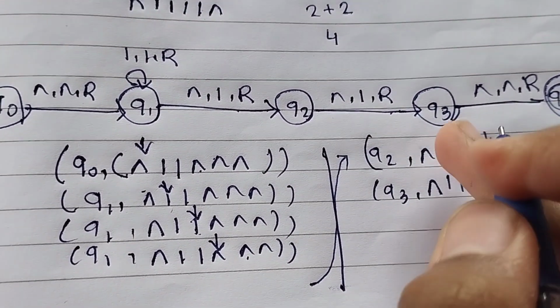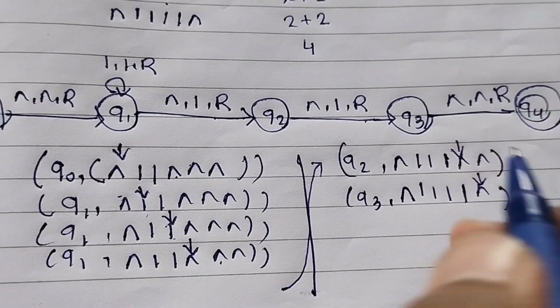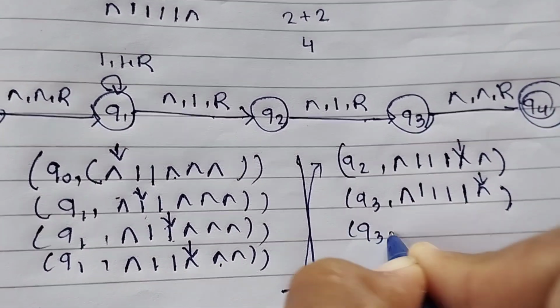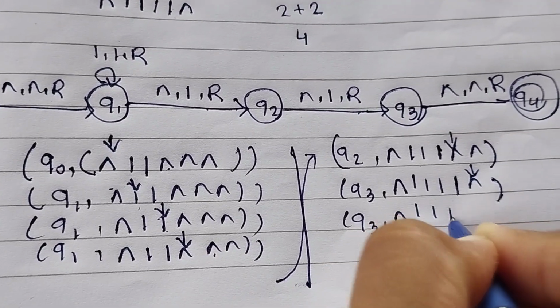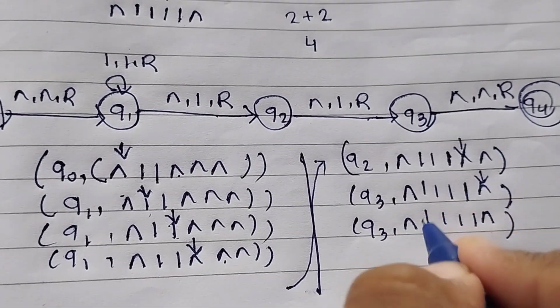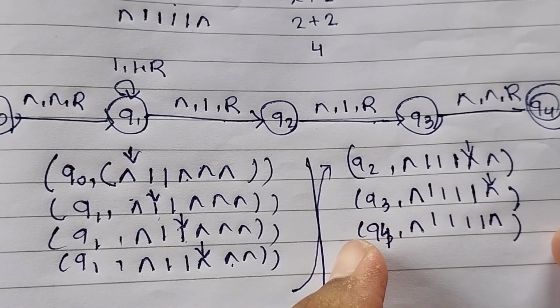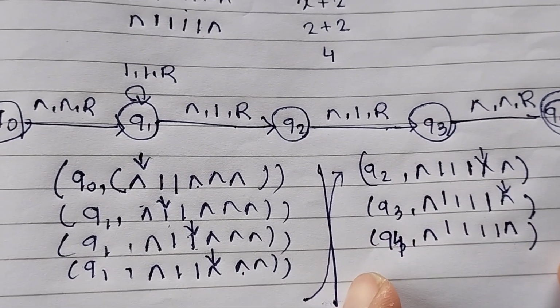Now in the Q3 state, if you read null again, then you are in the final state. So null 1 1 1 1, this null is kept as it is, and this is the final state, not Q3, this is Q4. Now you are in the final state, and the string is accepted.